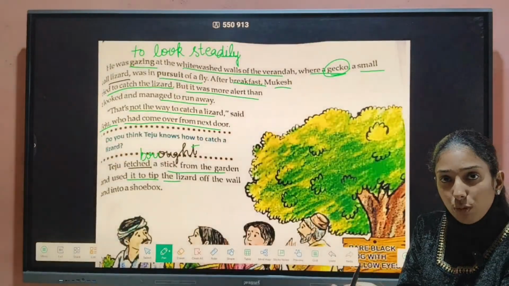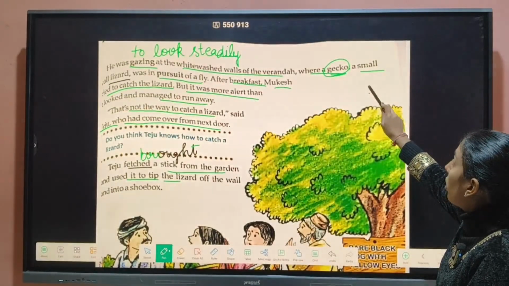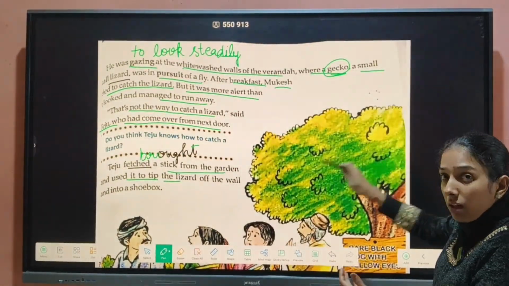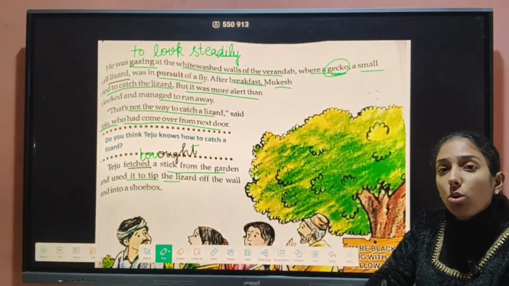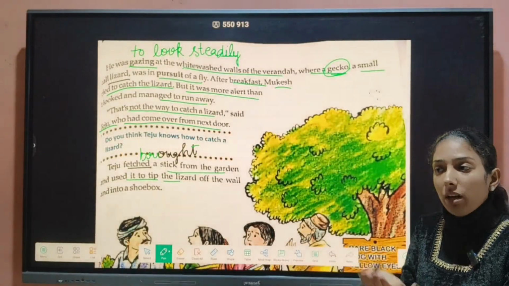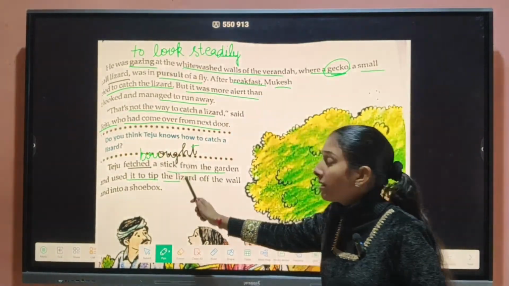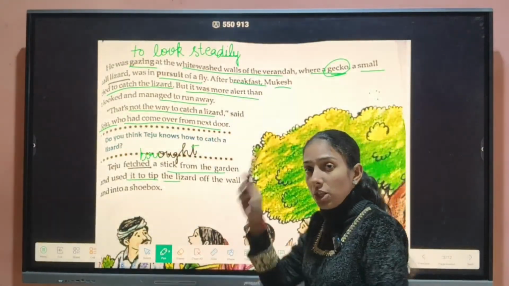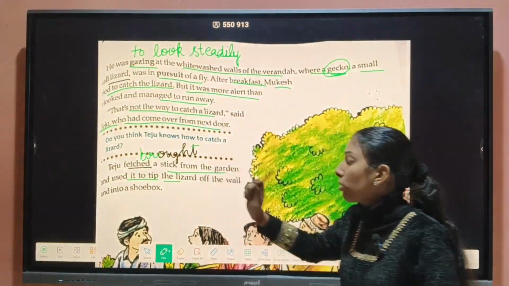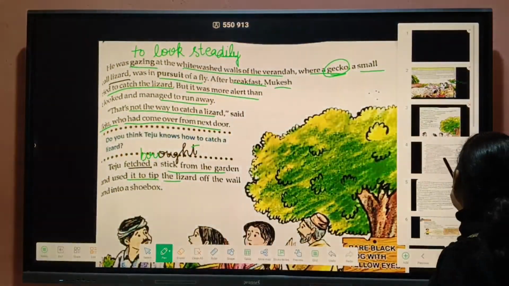She was having a shoebox and a stick. Okay, so she was tipping at the wall like that, so that the lizard will run and it will fall in the shoebox, and then she will close the lid of the box and she will catch the lizard. So Teju fetched a stick. She brought a stick from the garden and she was having a shoebox. She tipped on the wall so that the lizard comes inside the shoebox. Now let us see what happened next.